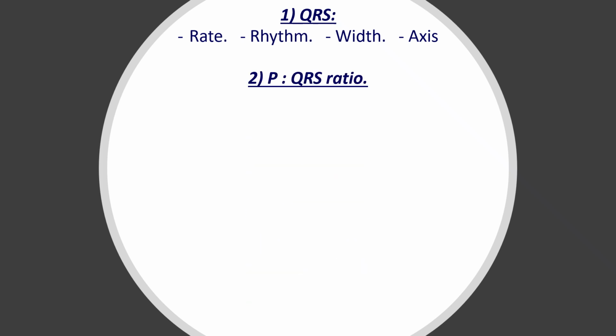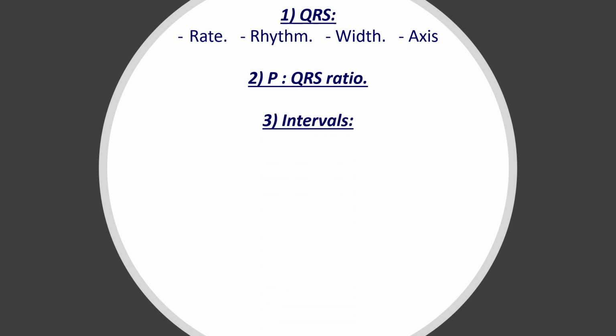Obviously, the first thing that you need to do is to make sure that the ECG paper is the right one for the right patient, and you make sure that the calibration is correct and the leads are in the right place. Then you start analyzing the ECG. First question should be, how is the QRS complex? 4 questions about the complex: rate, rhythm, width, and axis. Next, you check the P waves and its relation to the QRS complex.